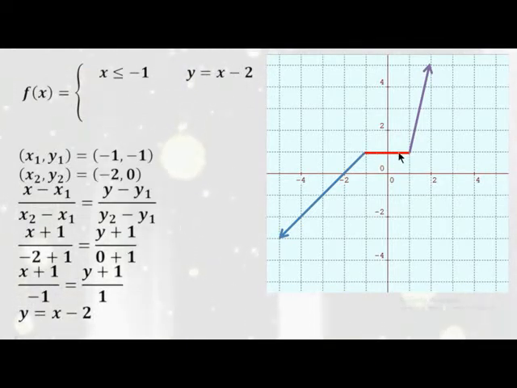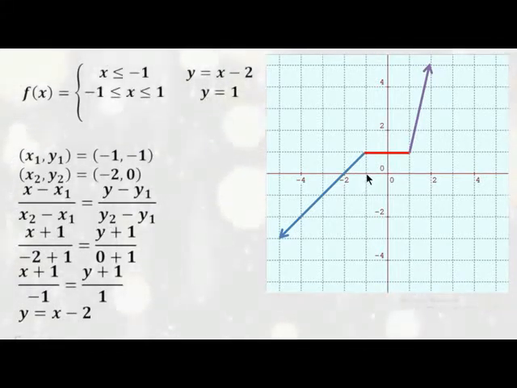How about the second? Let's assume this is the second line. The domain starts from negative 1 to 1, as you can see here. x greater than or equal to negative 1, less than or equal to 1. And the equation is y equal to 1, since this is a horizontal line.